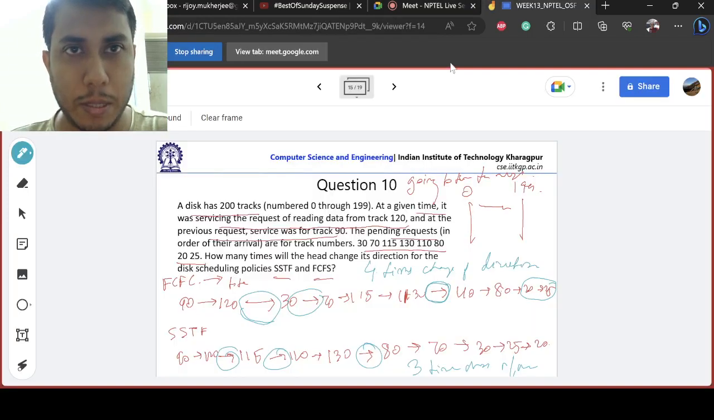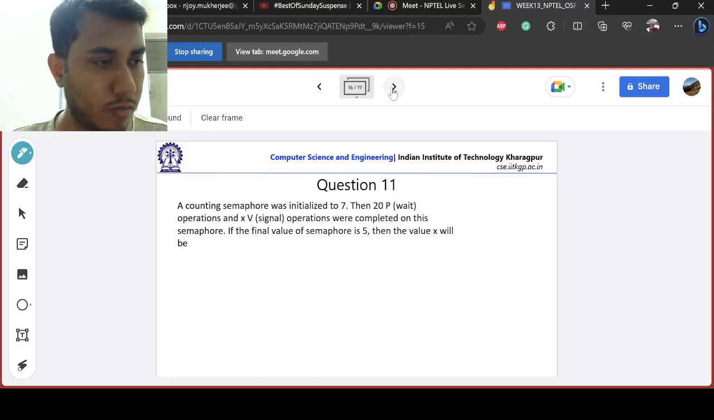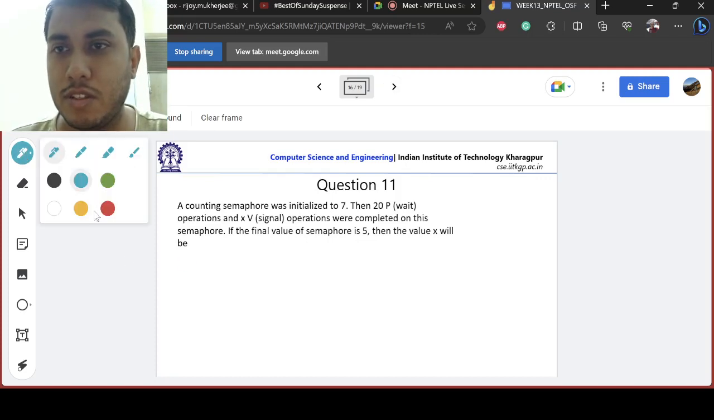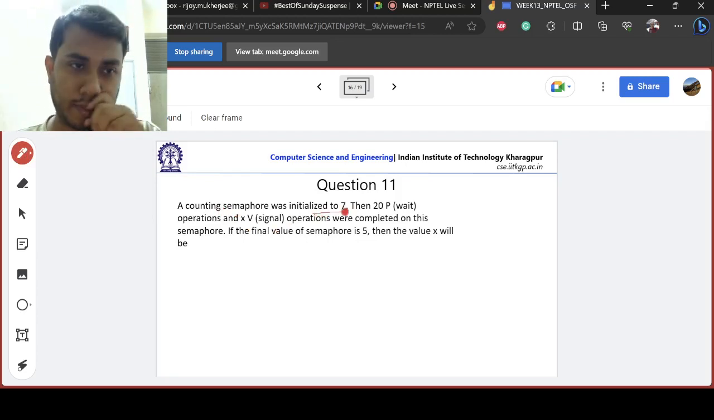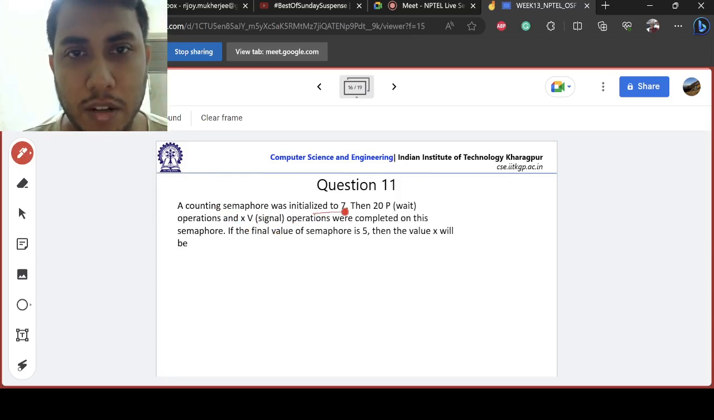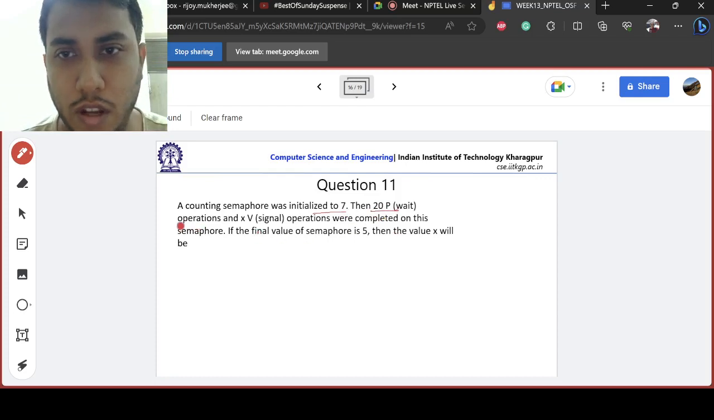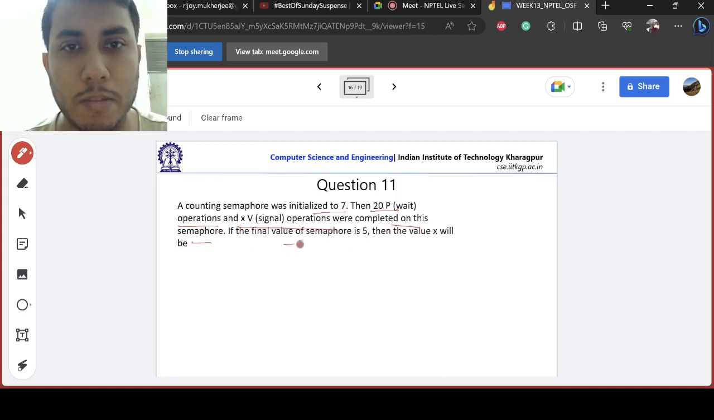Okay, so let's go to the next one. The question is, you have been given a counting semaphore which was initially initialized to 7, and 20 P operations and x V operations are completed on this semaphore. The final value of the semaphore is 5.